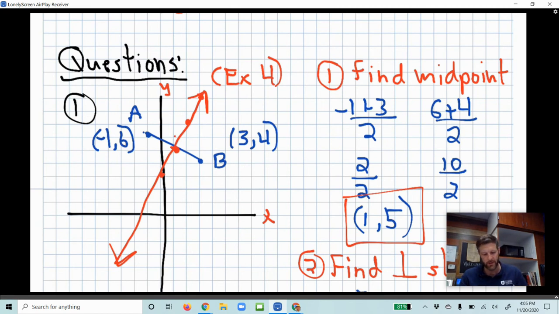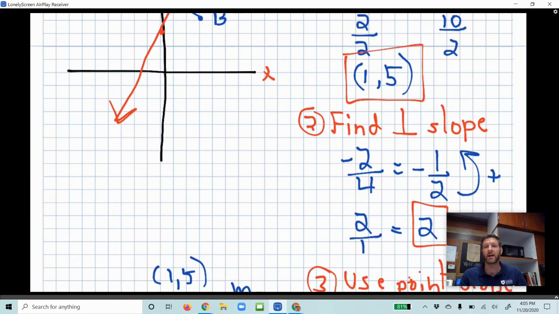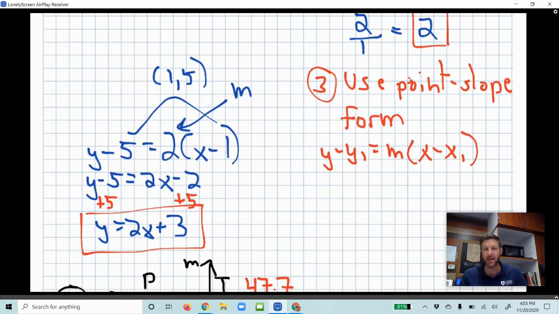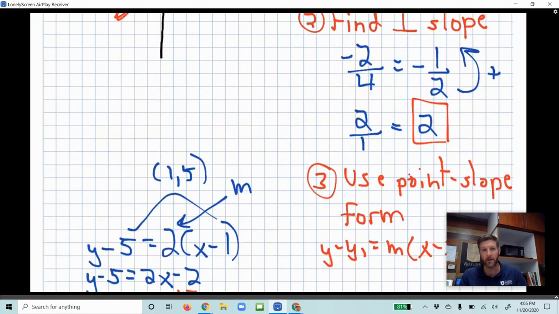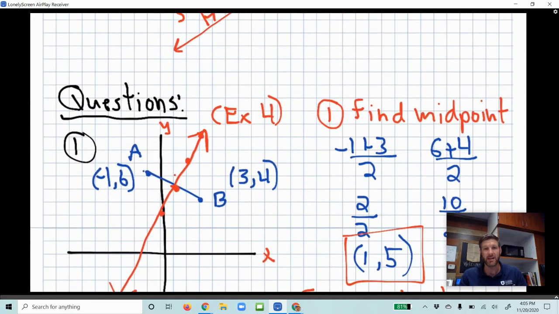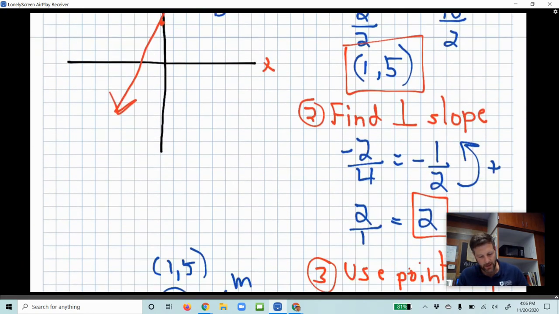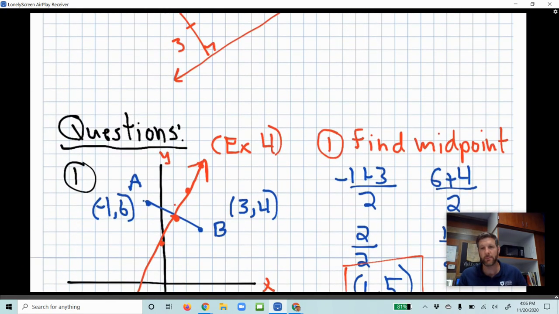Step number 1, find the middle. Step number 2, find the perpendicular slope. Good review of slope. Step number 3, use your point and your slope to find your actual equation. So it's a good review of chapter 3. Encourage you not to wimp out on this because you're going to need these skills over and over again. And I'm happy to help you. Okay, so that is finding the equation of a perpendicular bisector.